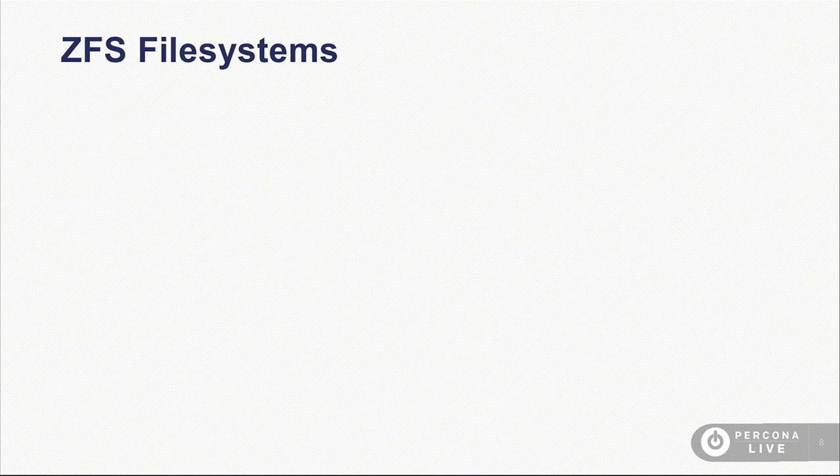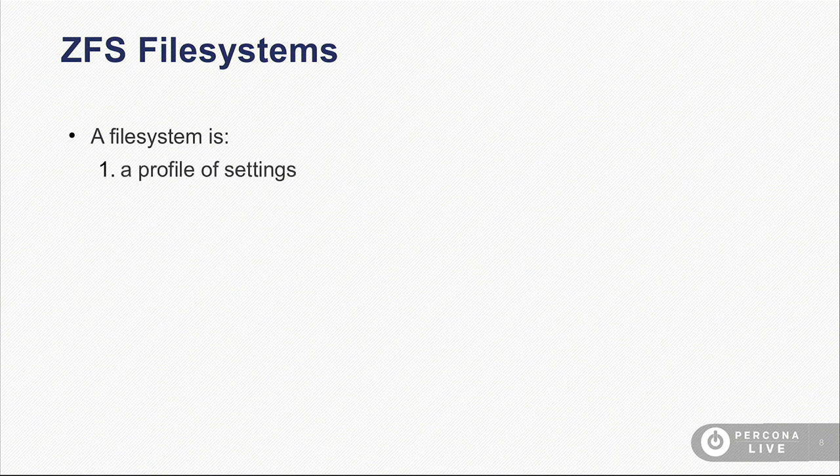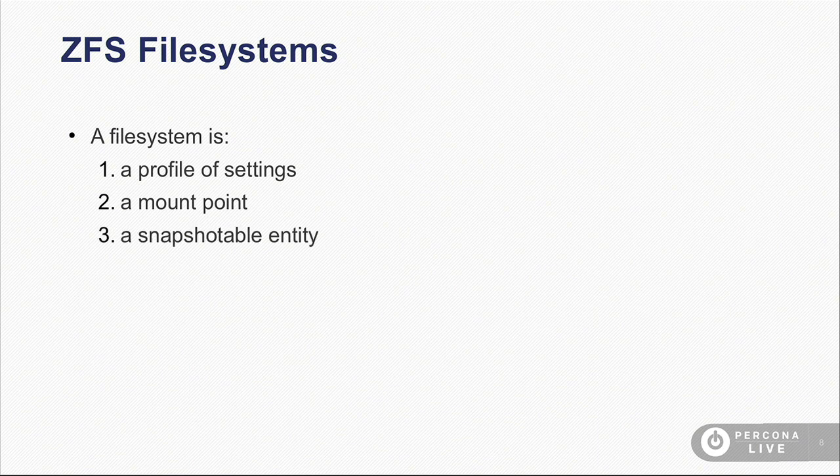So let's cover ZFS file system. So what is a file system? It's basically a profile of settings, a mount point, and it's a snapshotable entity. What you snapshot is a file system. It may look like you can have directories intermixed, but what you can snapshot is a file system.